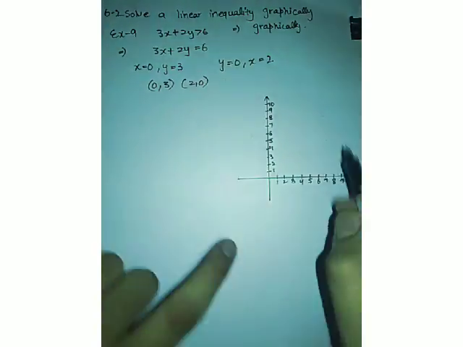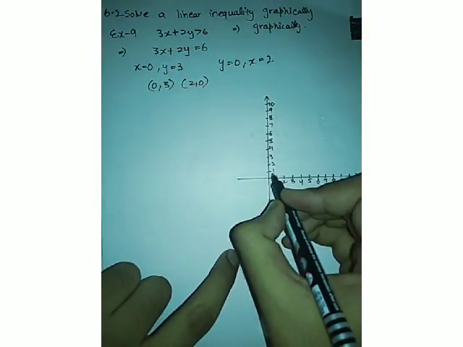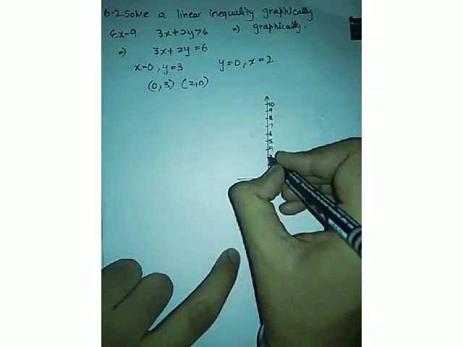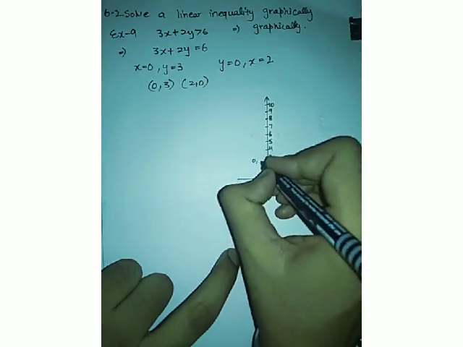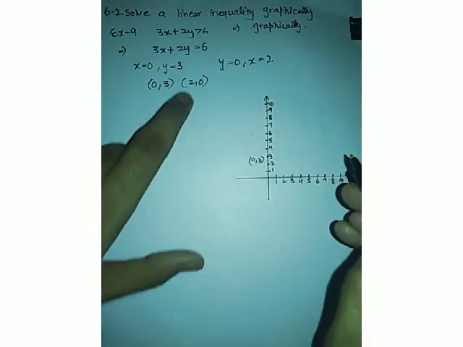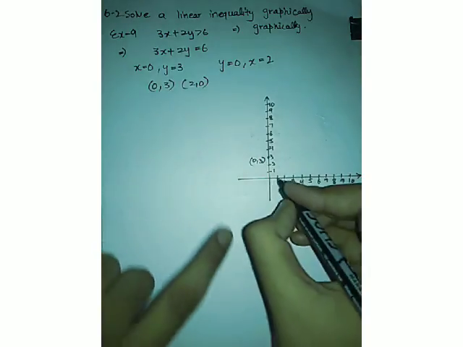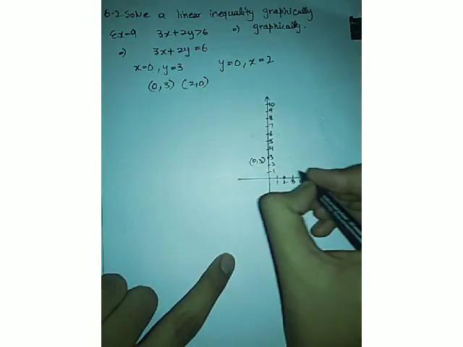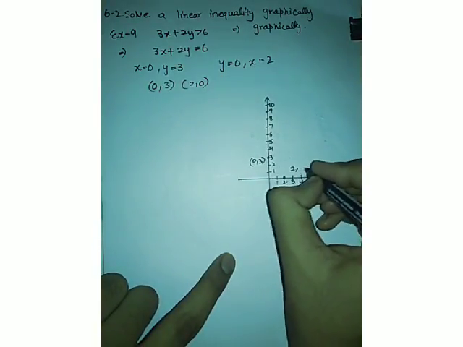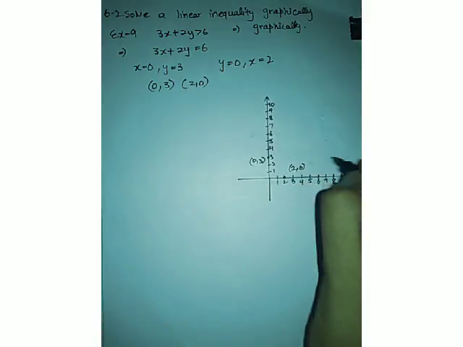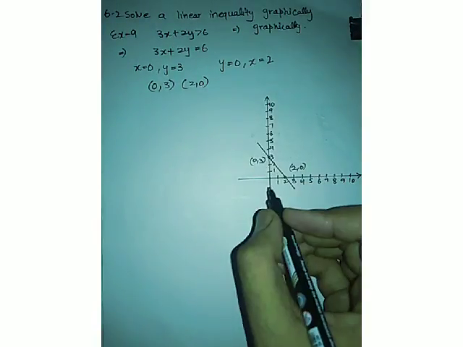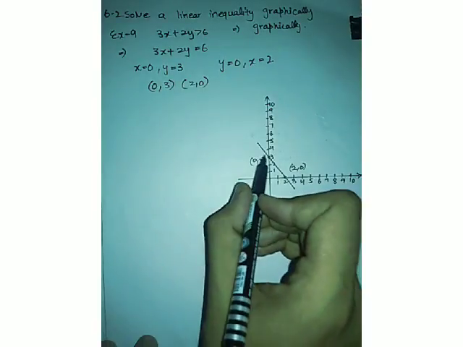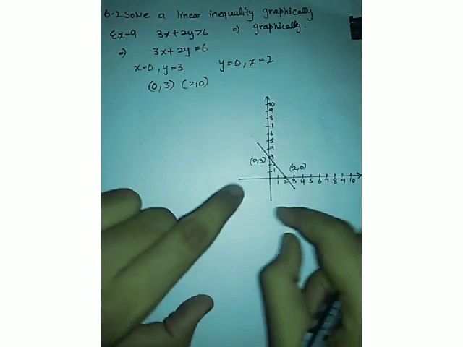So firstly plot (0, 3). The x coordinate is 0 and the y coordinate is 3. So the point will be here, that is (0, 3). Clear? Next is (2, 0). So the y coordinate is 0 and the x coordinate is 2. So the point will be (2, 0). Now we will join these points. As you can see, these are forming a straight line. Now we have drawn the graph of the equality.